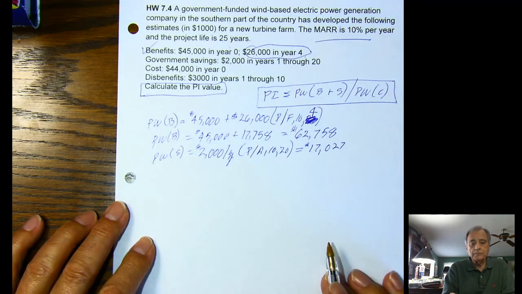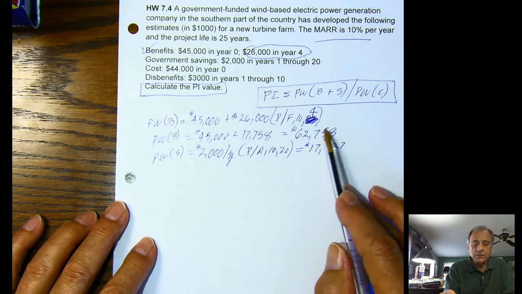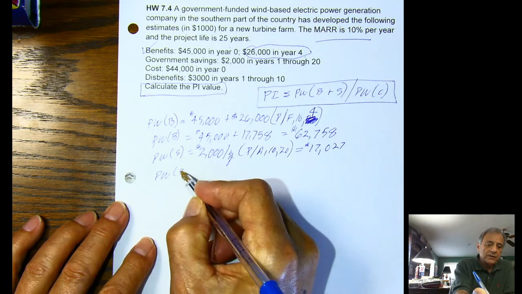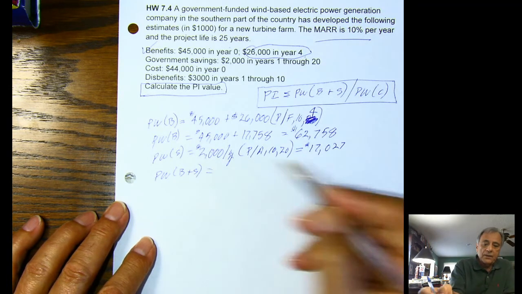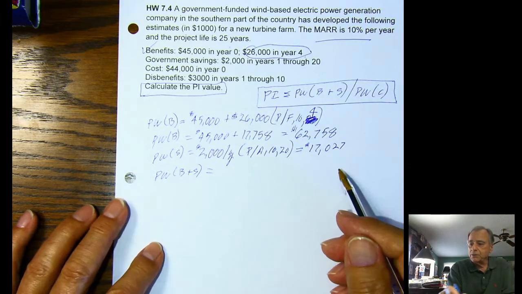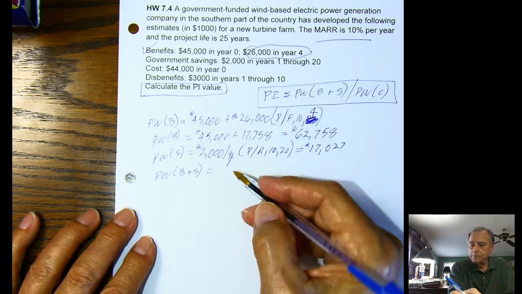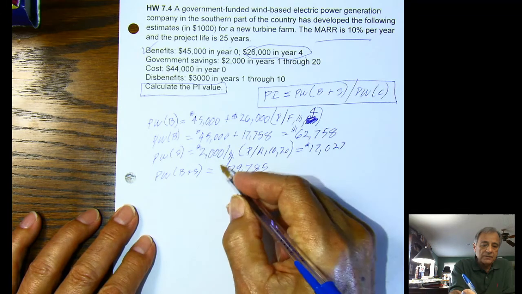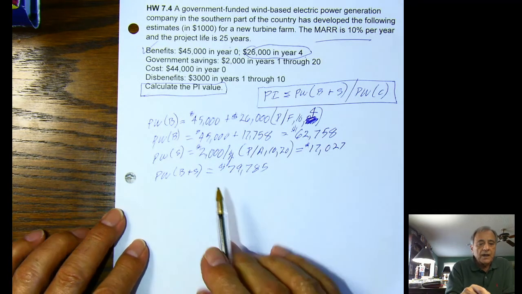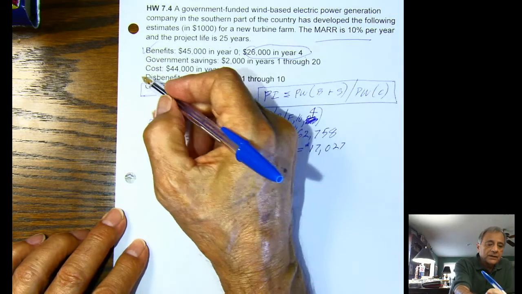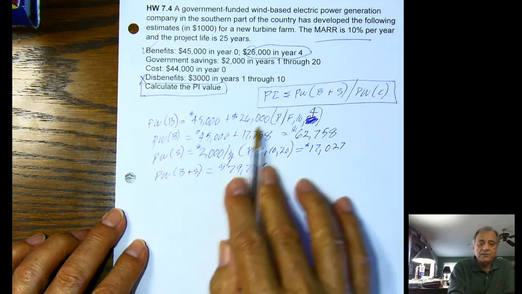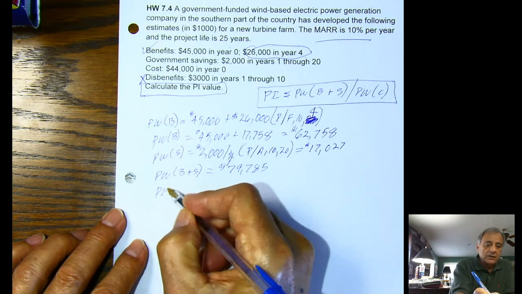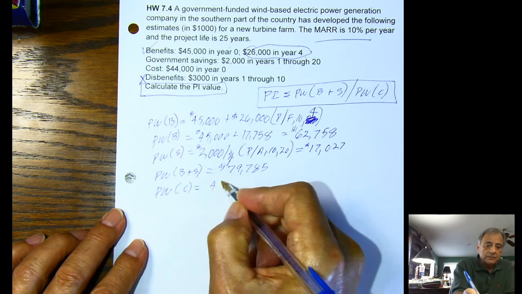And so if I add the present worth of the benefits plus the present worth of the savings, which is going to be my numerator, then I will get the total numerator value, which is $79,785, and that's at time 0. And then I'm going to disregard the disbenefits because it's a profitability index problem, and the only cost then that I have, present worth of the cost, is $44,000.